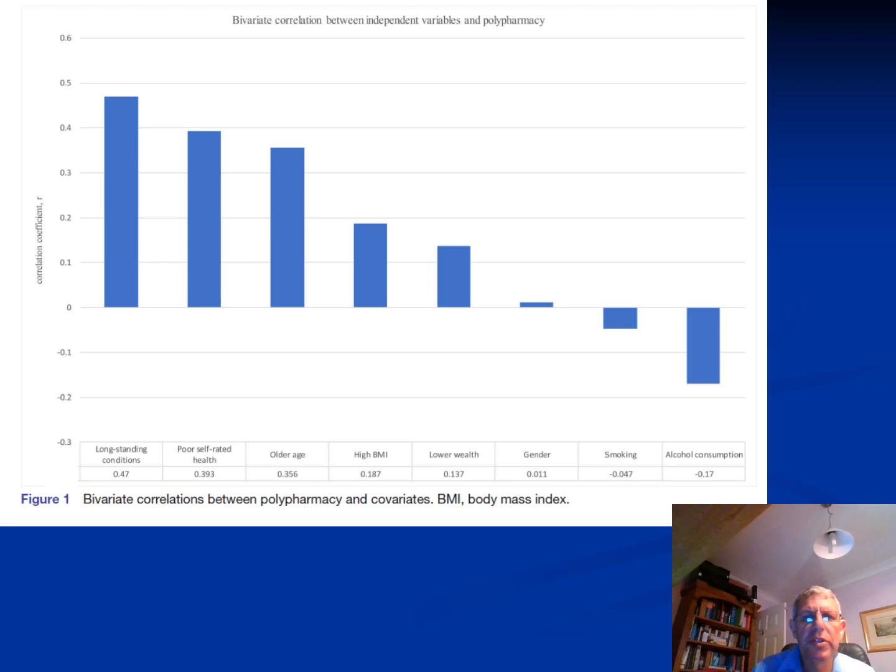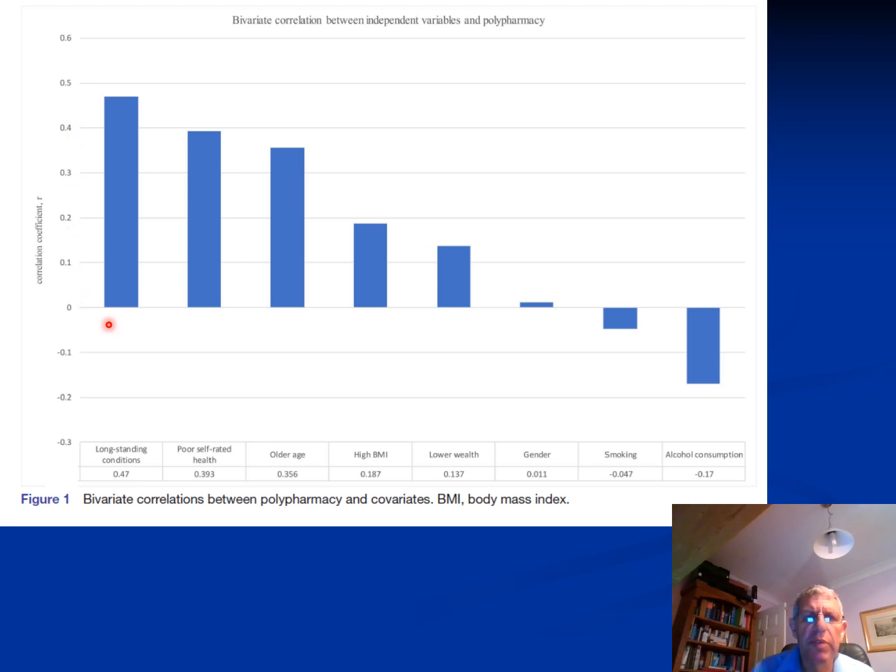I just wanted to show you some of the data from this study, also just to illustrate how we went about presenting the data. Before I presented the more multivariate analysis in the study, I thought it'd be interesting for readers to see how each of the things that we looked at related to polypharmacy. What we can see on this graph is the correlation between various factors, such as whether you have long-standing health conditions, whether you have poor self-rated health. And the higher this bar, the stronger the association with polypharmacy.